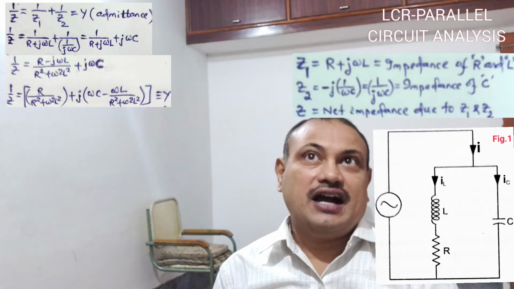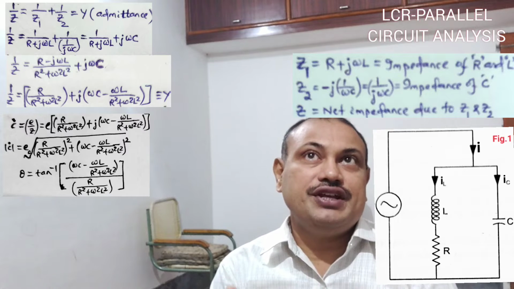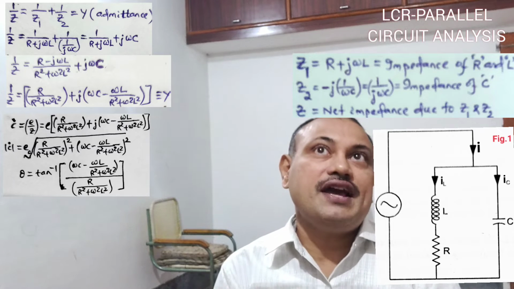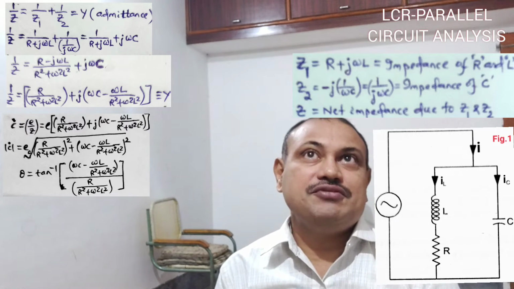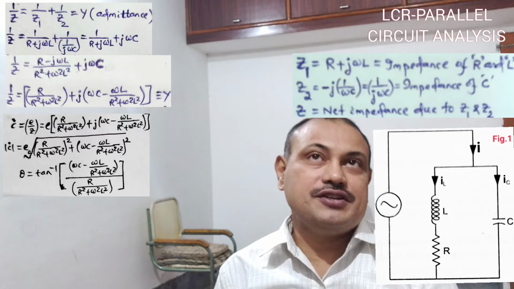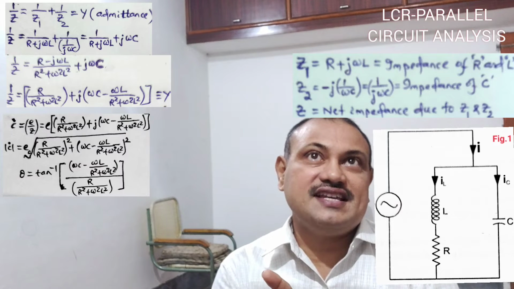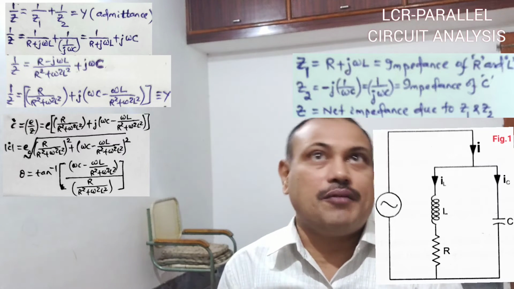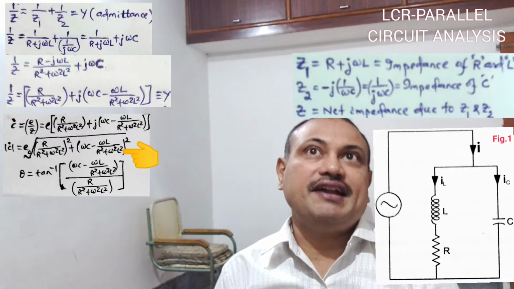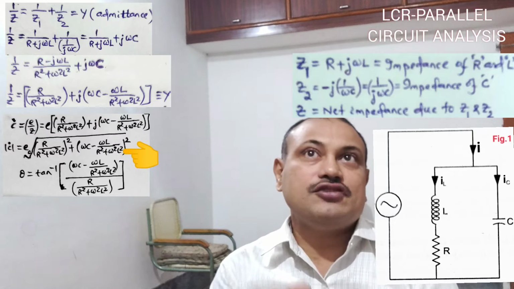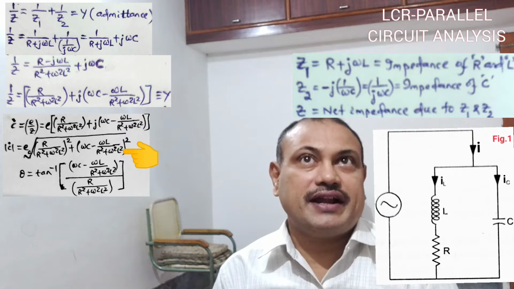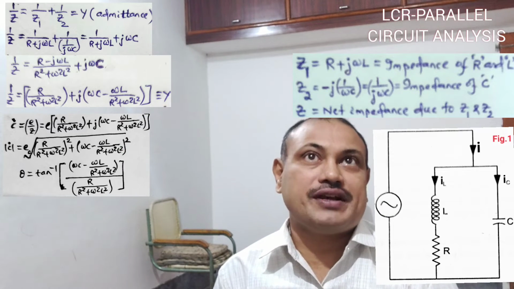The current I can be written as E by Z, which is E times the terms we have mentioned: R upon R squared plus omega squared L squared, and second, j times omega C minus omega L by R squared plus omega squared L squared. Theta is obviously tan inverse of the ratio of omega C minus omega L by R squared plus omega squared L squared, upon R upon R squared plus omega squared L squared. The magnitude of the current I we can write as E0 times the square root of within bracket R by R squared plus omega squared L squared whole squared, plus within bracket omega C minus omega L by R squared plus omega squared L squared whole squared.